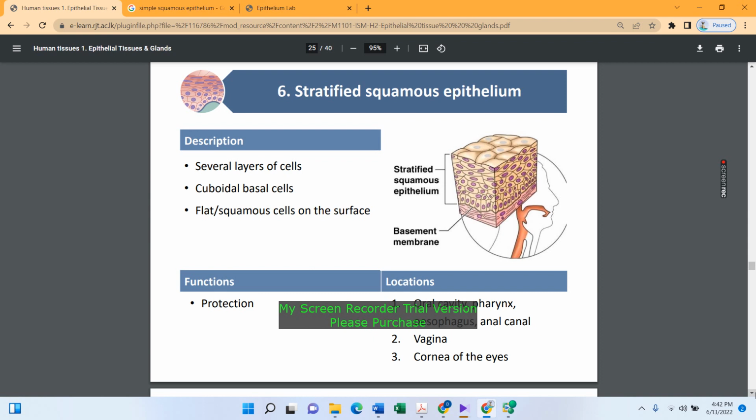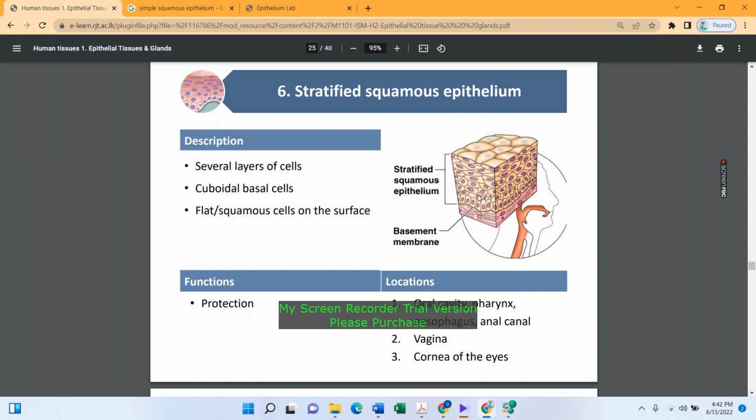In stratified squamous epithelium, above the basement membrane, cuboidal cells are found below, but on the top of the surface you find flat squamous cells, right? Several layers of cells are there. So the main function of this is protection. It's found in the oral cavity, pharynx, esophagus, and anal canal.